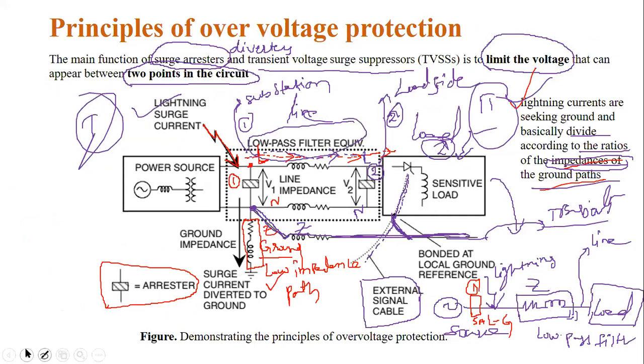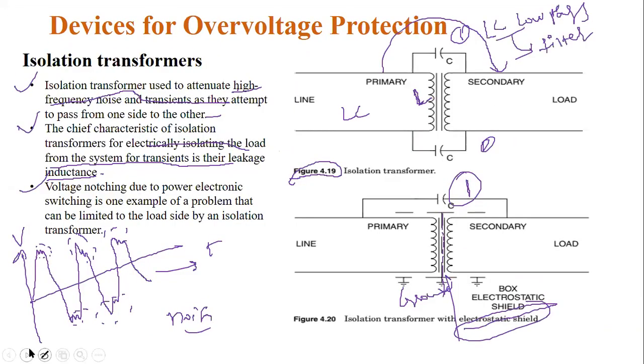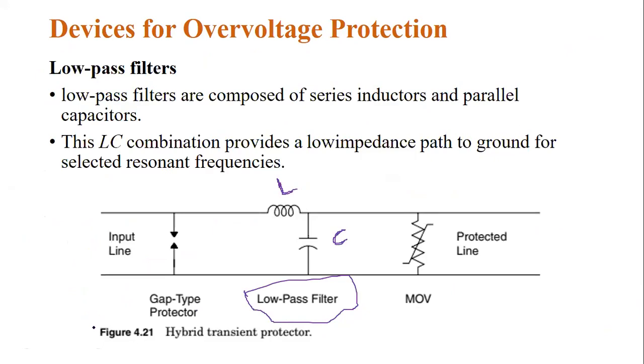We already saw this. The line itself is providing some low impedance path to the currents. So now you know how to frame the low pass filter. A low pass LC filter is nothing but the combination of inductance as well as capacitance, connected in series inductor as well as parallel capacitor. It can provide a low impedance path to the ground for selected resonance frequencies. You know that low impedance. It can provide a low impedance path for the resonant frequencies, some selected frequencies. So this is the low pass filter.